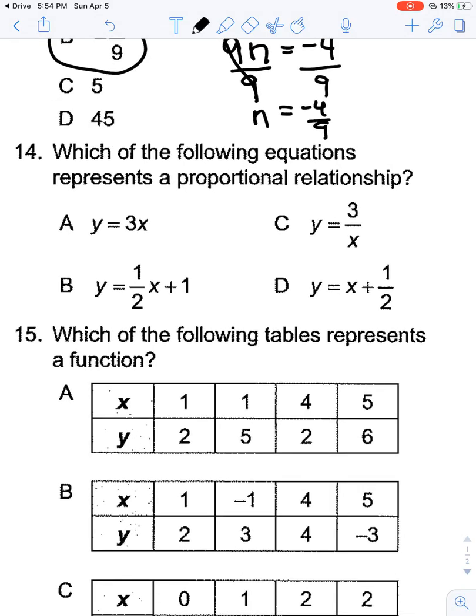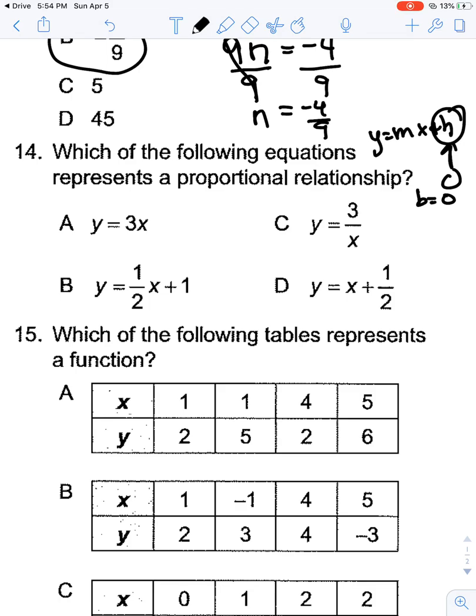Number 14. Which of the following equations represents a proportional relationship? Well, remember, for proportional relationships, we're looking for a line that passes through the origin, right? So it has to be a linear equation. It has to pass through the origin. What does that mean, to pass through the origin? It means that it's not going to have anything added or subtracted from it. It's not going to have that b that we think of. Remember, y equals mx plus b. There's not going to be any b, because b equals 0, or the y-intercept equals 0 when it passes through the origin.